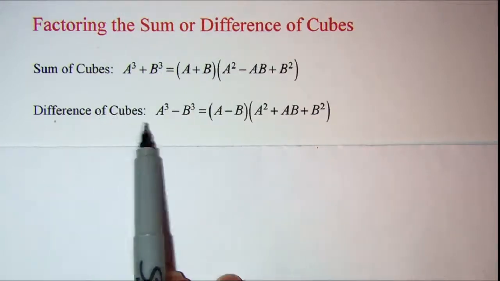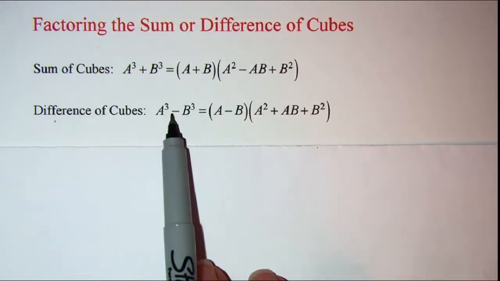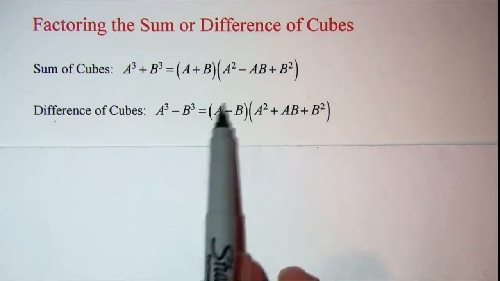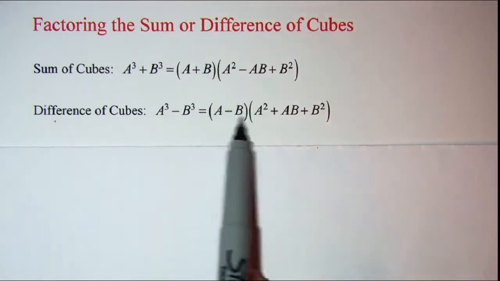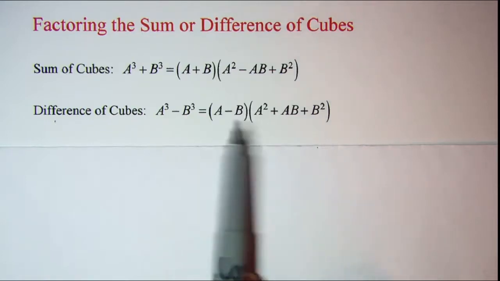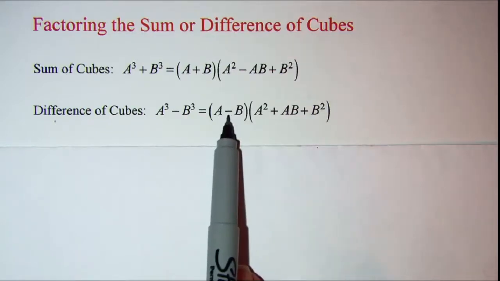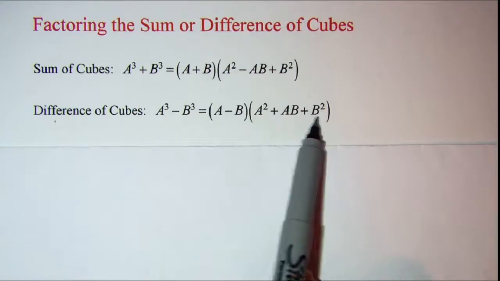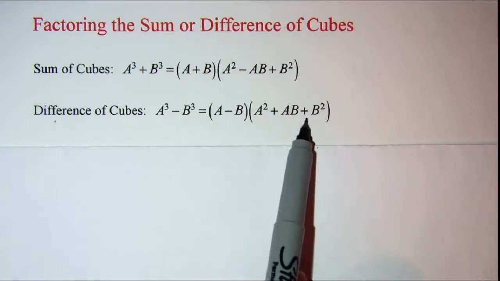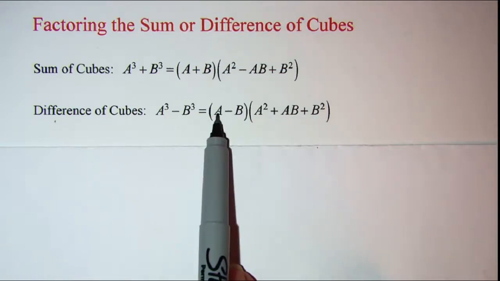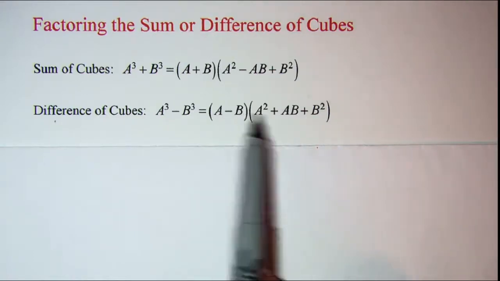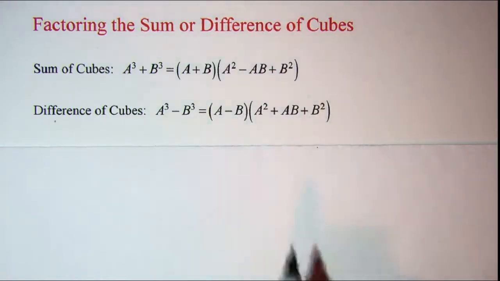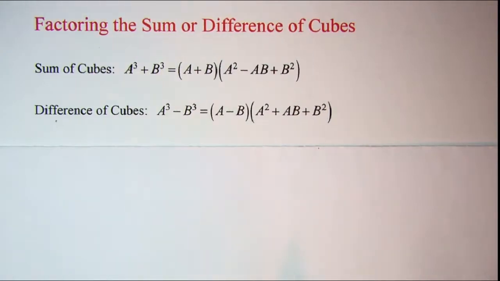So the difference of cubes, you'll have cube root of A minus cube root of B. That's going to be your binomial. And then the trinomial back here, notice we've already used our minus sign, so it's going to have all pluses. And we have a squared, and then plus ab, and then plus b squared back here. Let's do a couple examples.